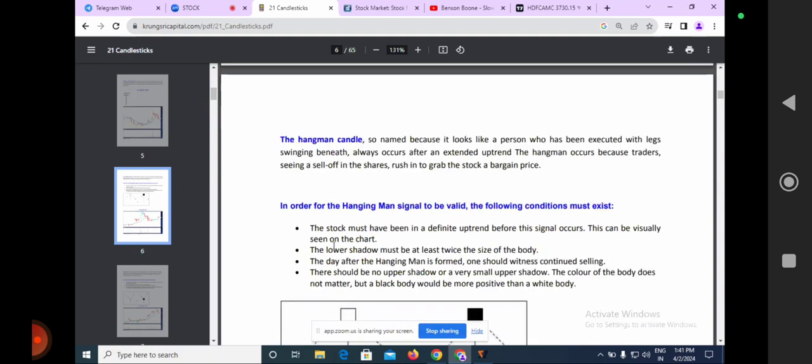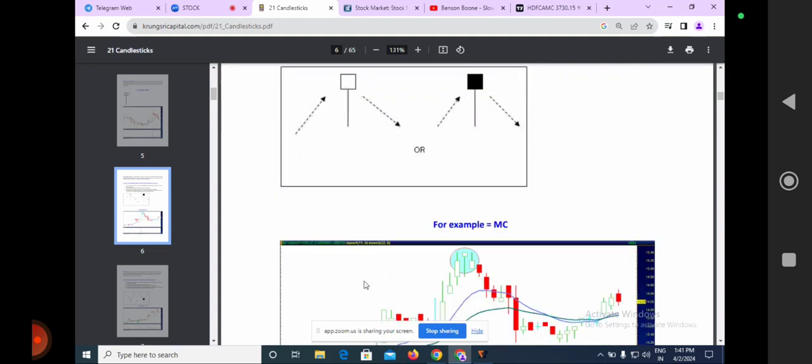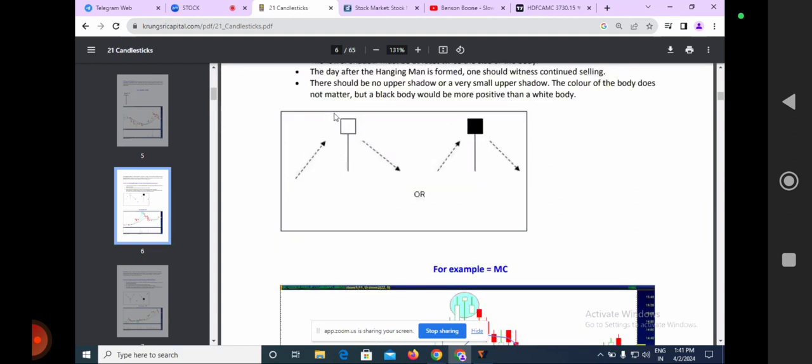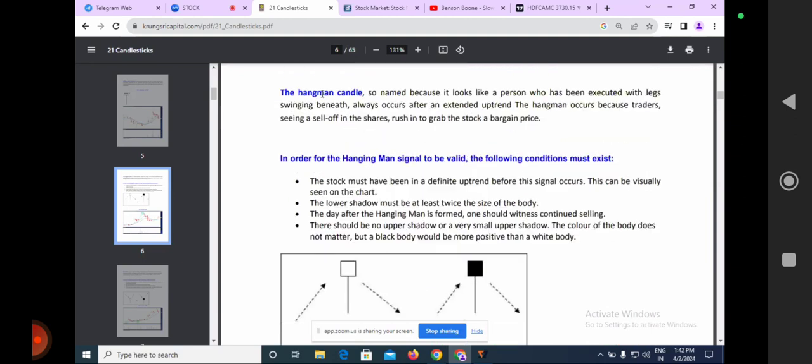Now, the next topic which I am going to teach you here is the hanging man candle. See, what is this hanging man, sir? This is how a hanging man candle will look. I have a doubt, but this candle is very similar to a hammer. Why are you teaching it as a hanging man candle?